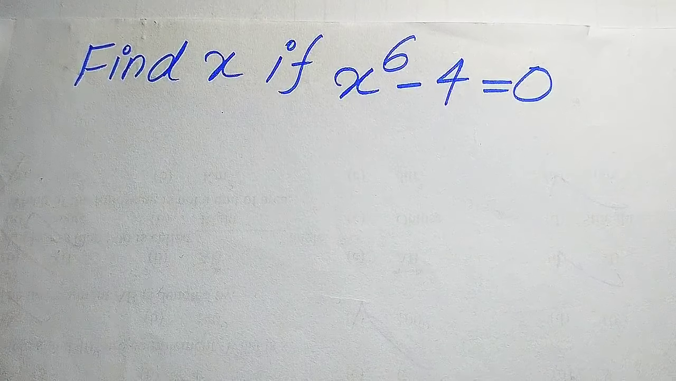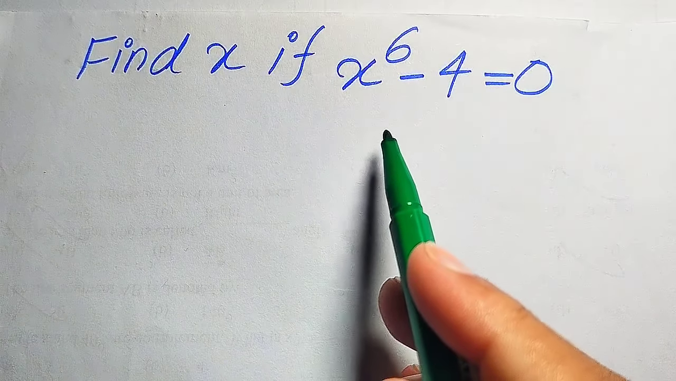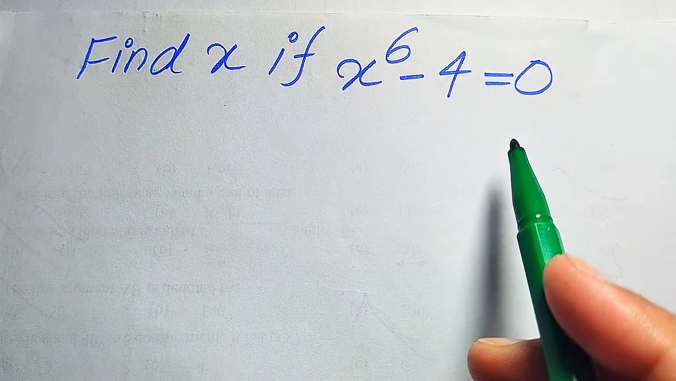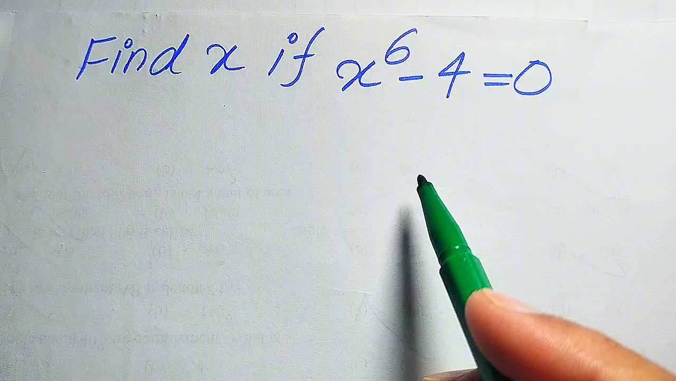Hello everyone, how to solve this problem for the values of x. If we have x to the power of 6 minus 4 equals 0, we find all the 6 roots of this equation.